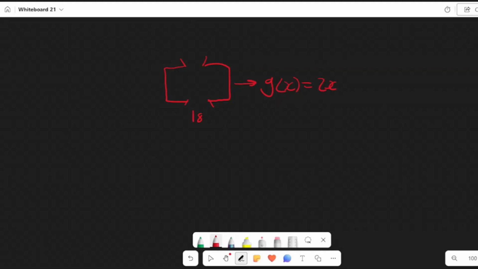Well, in that case, we just look at our expression, g of x equals 2x, and we see that 2 times x has to be equal to 18. So, in other words, x has to be equal to 9. So our initial input had to be equal to 9.